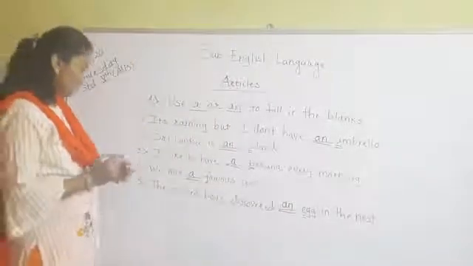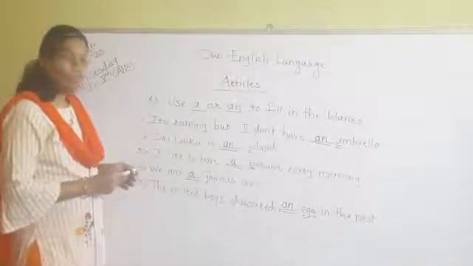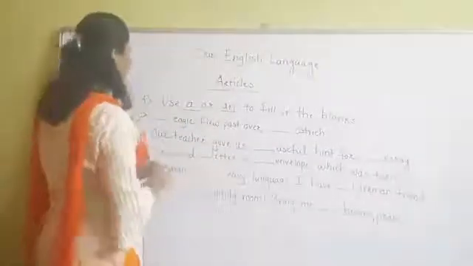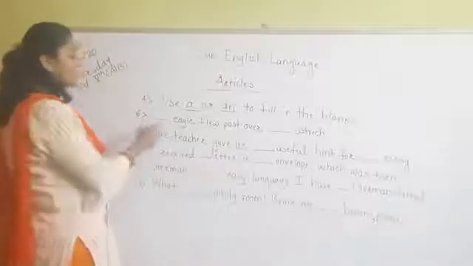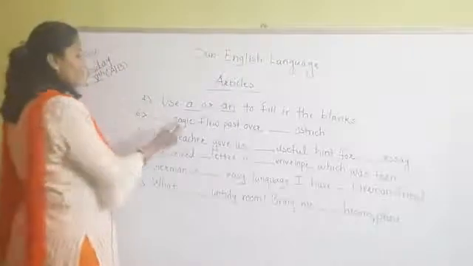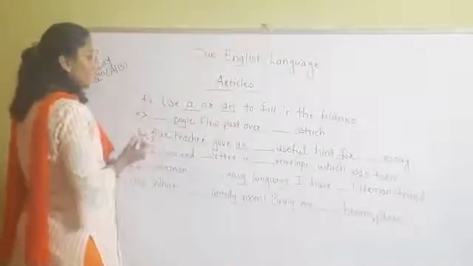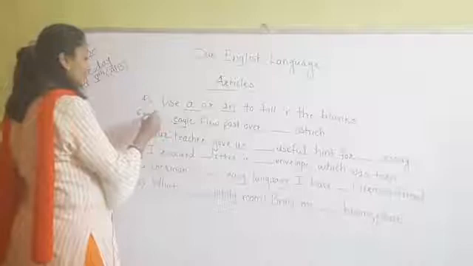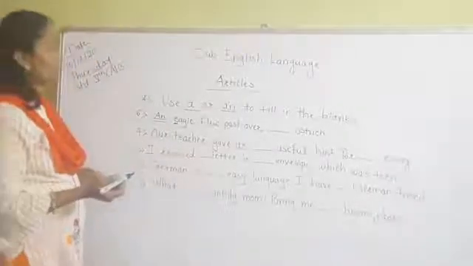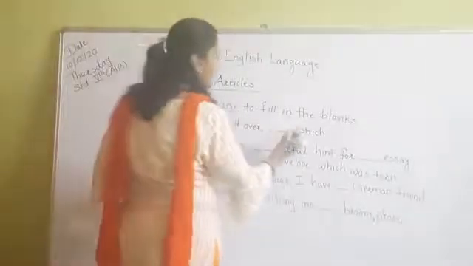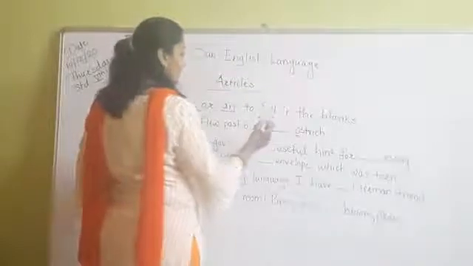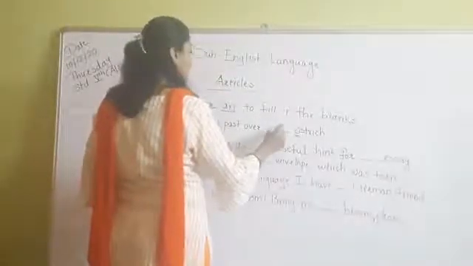So now let's move forward. Now students, see sentence number 6. Dash dash eagle flew past over dash dash ostrich. The spelling of eagle starts with E. So we have to write down here an eagle. Flew past over dash dash ostrich. The spelling of ostrich starts with O. That is a vowel. So we have to write down here an.